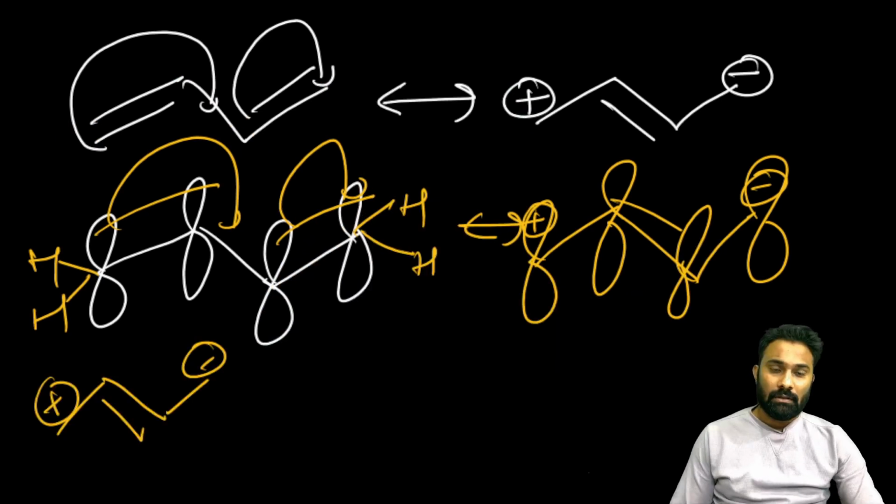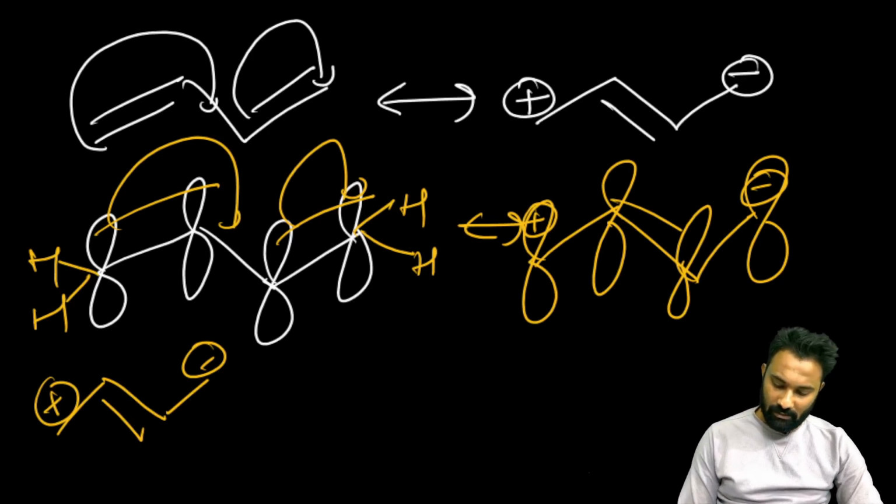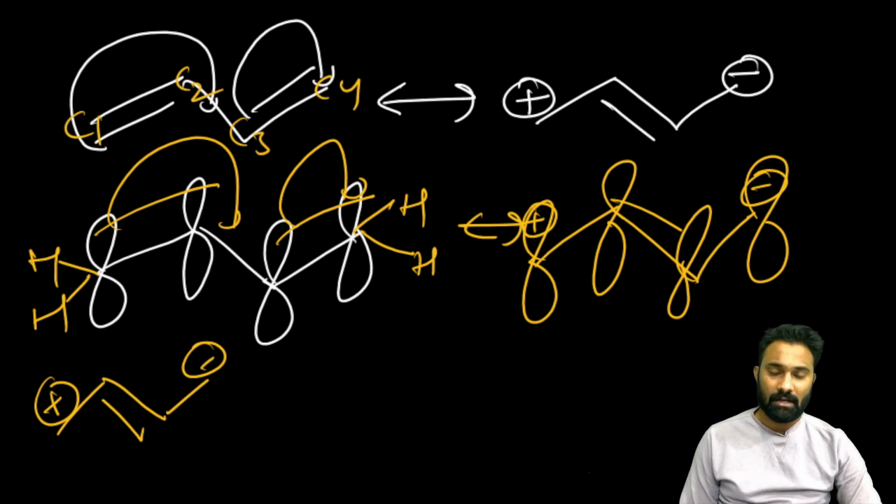Now clear. If a conjugated diene is given, resonance is happening. The pi electron is moving between the C1 carbon, C2 carbon, C3 carbon and the C4 carbon. This is known as pi-pi conjugation.